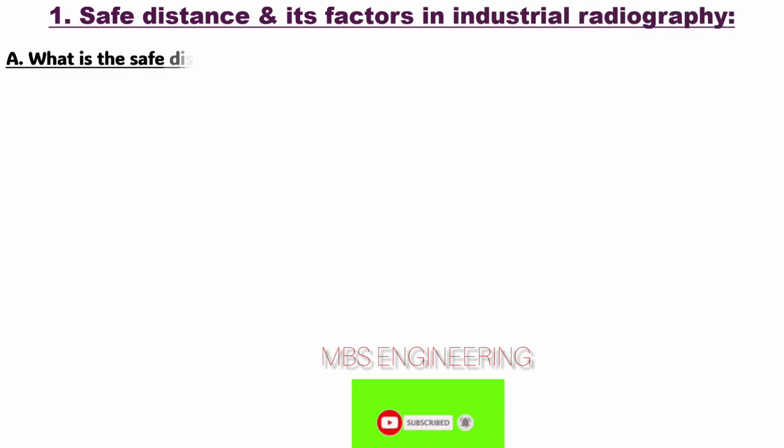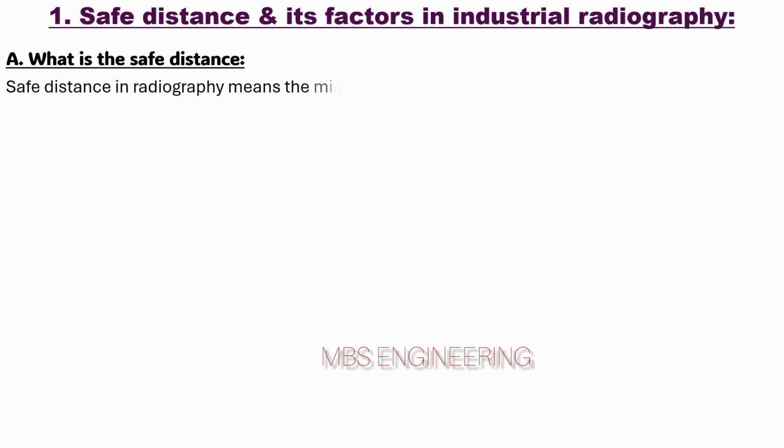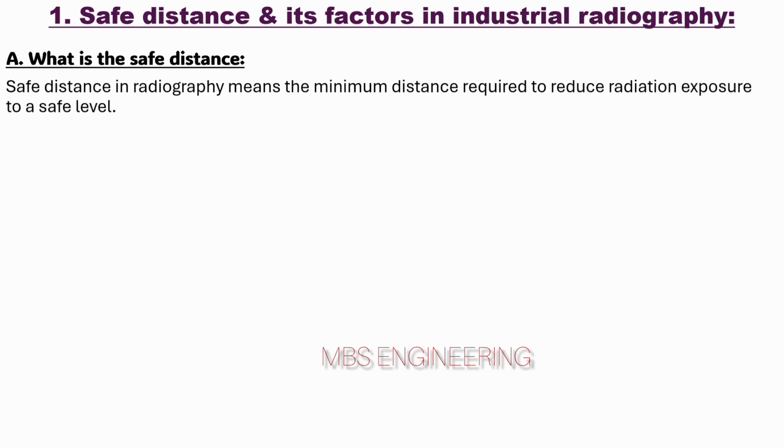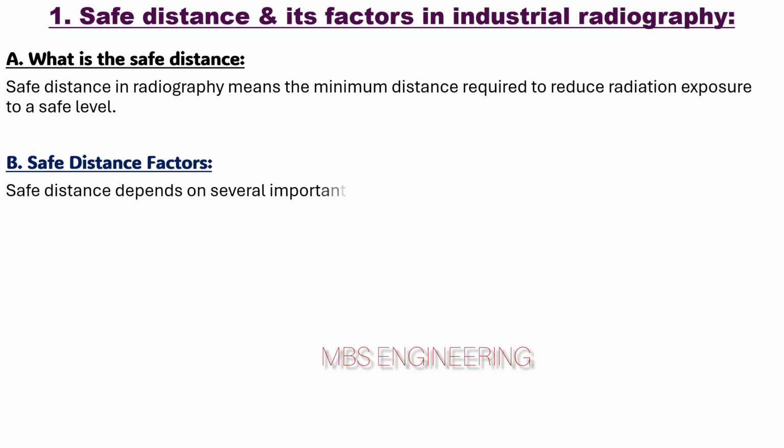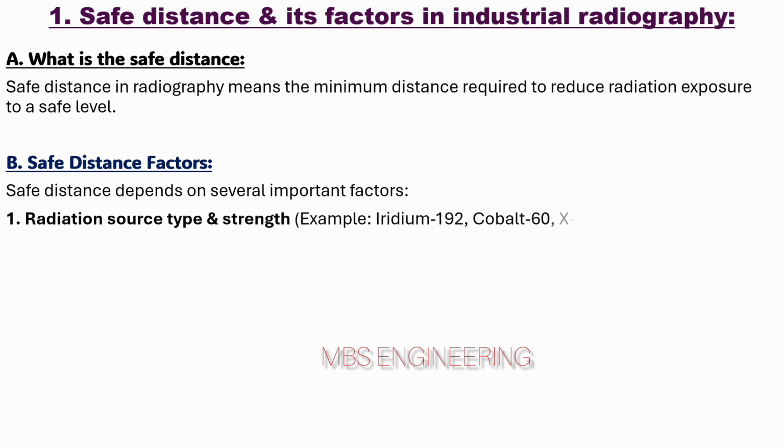Next, understand what is the safe distance. Safe distance in radiography means the minimum distance required to reduce radiation exposure to a safe level. Next, we will learn and understand the safe distance factors. A safe distance in radiography depends on several factors such as the first factor, the type and strength of the radiation source, example, Iridium-192, Cobalt-60, X-ray.